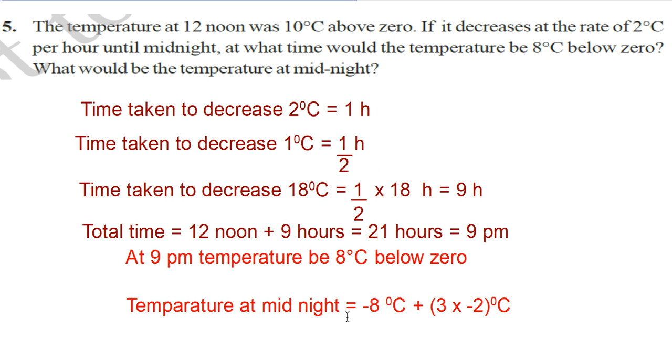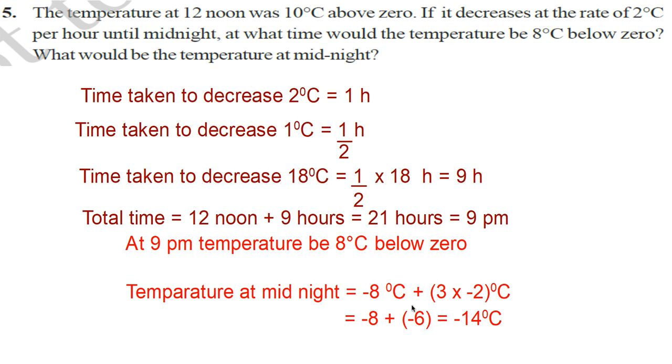So we can write temperature at midnight is equal to negative 8 degrees Celsius plus, that is from 9 o'clock negative 8 degrees Celsius. Now to reach 12 a.m., 3 more hours are there. So 3 into negative 2 degrees Celsius. That is negative 8 plus negative 6, that is negative 14 degrees Celsius. That is the temperature at midnight.